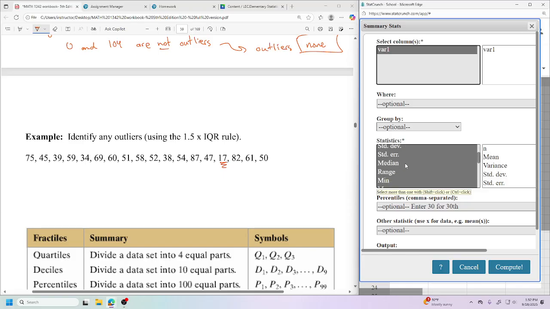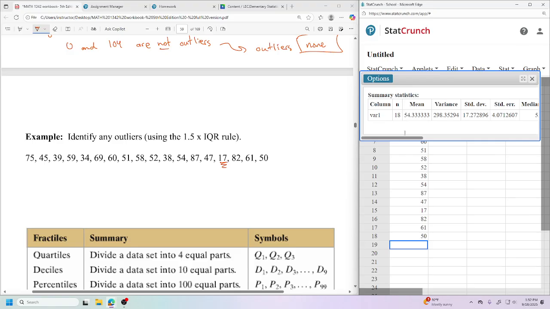Well, it has the median already there, the min, max, Q1, Q3, but it doesn't have the IQR. I want that. So I'm going to select everything, and I'm going to hit compute so that I have everything I ever wanted. So let's start getting the numbers that I want. That's a whole lot of good numbers. So I'm going to start listing out.